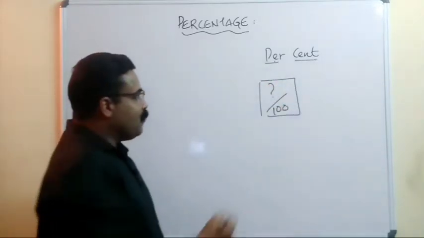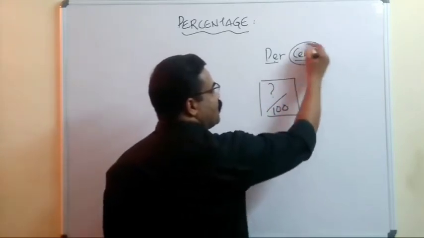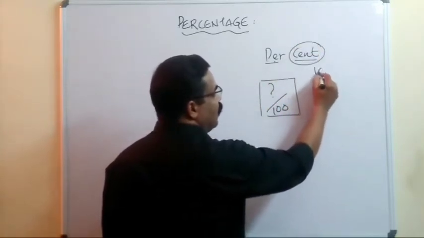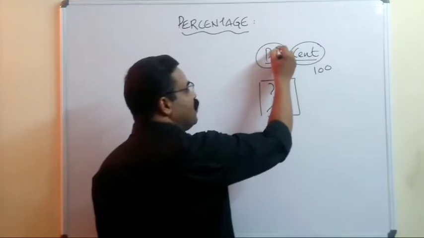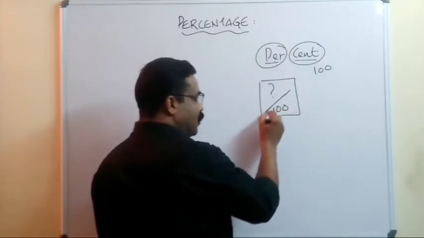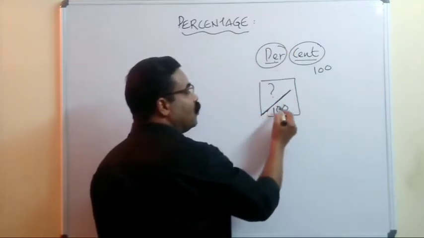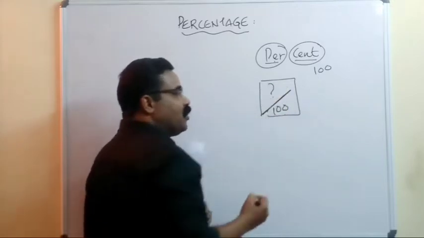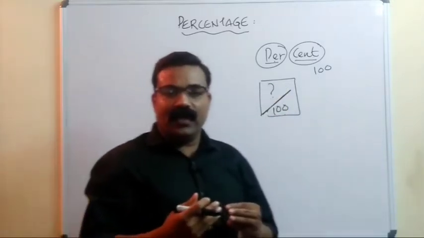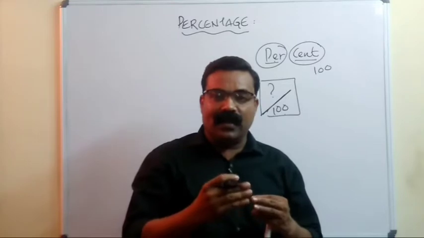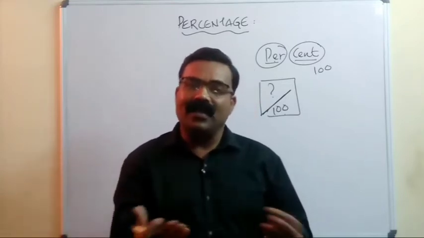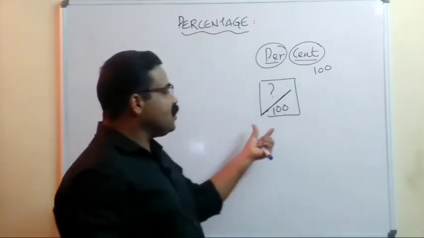You understood? Percent. Cent means centum, century, that is 100. This per means out of, out of 100 how much. So any value which is given to you, you have to convert to its equivalent out of 100, that is percentage. So percentage means out of 100.